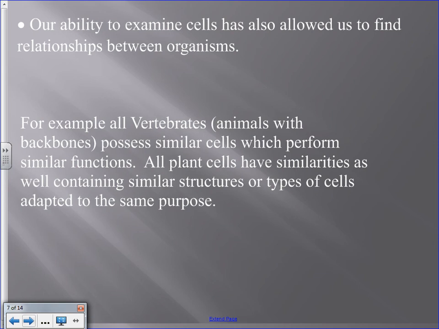If you want to see really small stuff, you need an electron microscope. Obviously, that wasn't around at the time of Schleiden and Schwann.